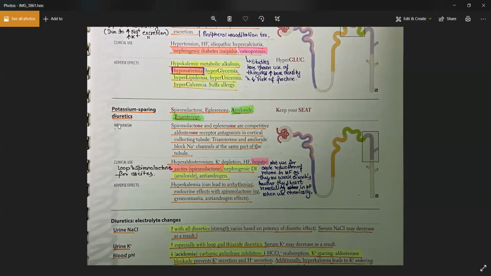So if somebody has hyponatremia, you should not give hydrochlorothiazide, right? Yes, of course, you cannot give it to the patient, because it will worsen that.